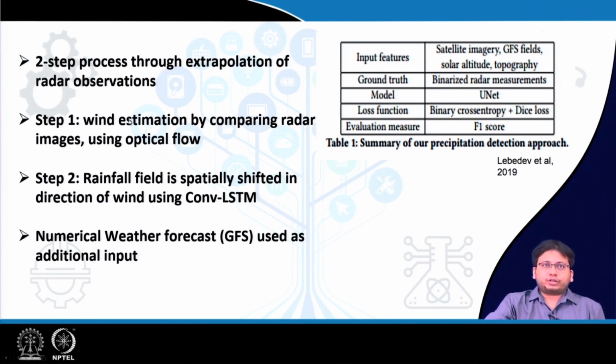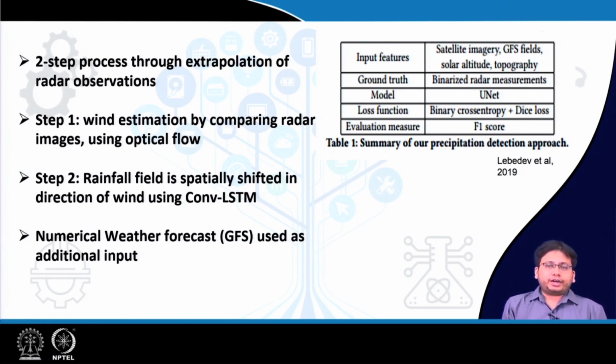First of all, they estimate the wind. Then they use the common sense that from the current time to the next time where they are going to make the prediction, the rainfall is likely to have shifted in the direction of the wind. This wind direction is of course different in different parts of the world, because in this case they are making a worldwide forecast of rainfall. So basically they get the wind direction map all over the world using the optical flow.